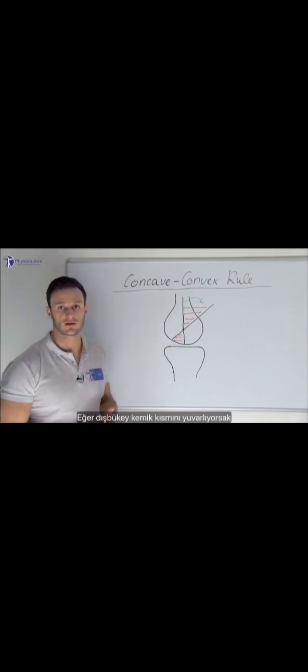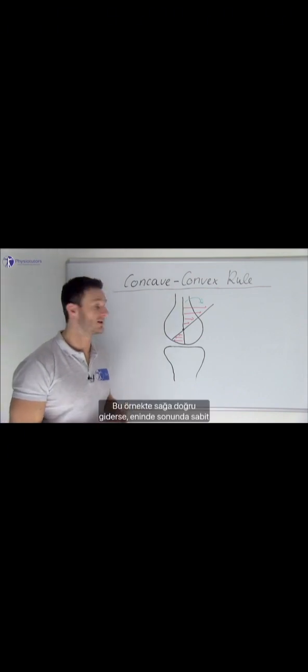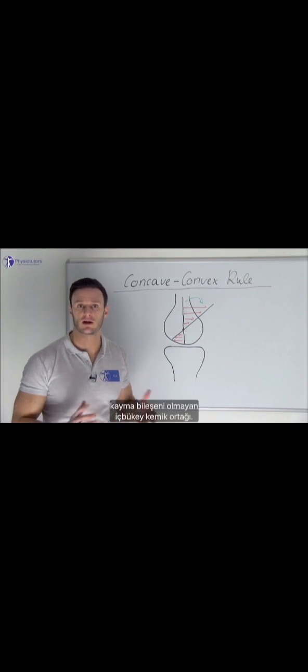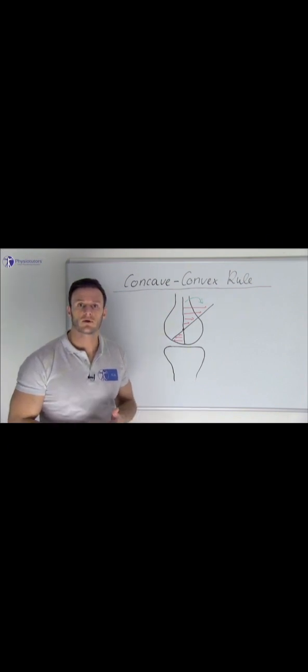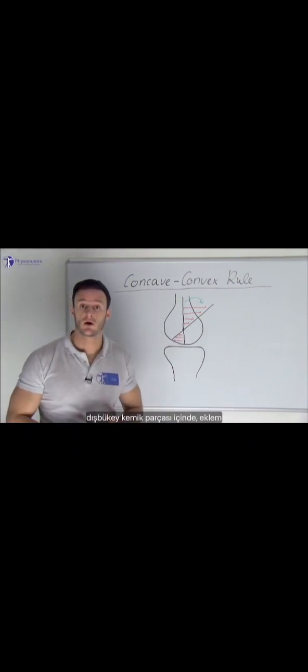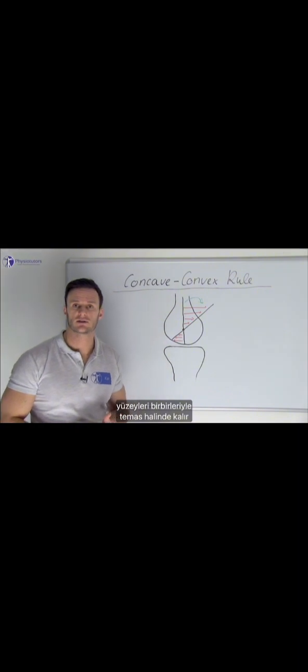If we are rolling the convex bone part to the right in this example, it would eventually roll off its fixed concave bone partner without a glide component. Through a glide in the opposite direction, which occurs as the axis of rotation is within the convex bone part, the joint surfaces stay in touch with each other and a greater range of motion is possible.